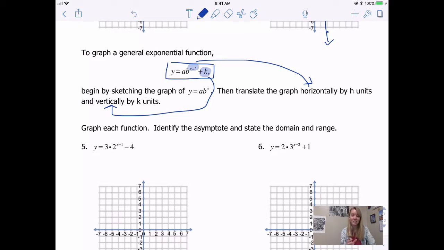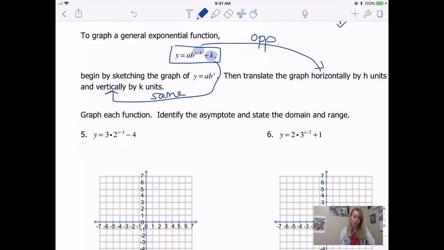Things to notice is that our x minus h, it is a minus, so remember that that is going to go the opposite direction of what we think. So if it's positive, we'll go left. If it's negative, we'll go right. And then our k is a plus, so that is going to be the same direction as our intuition. So what's going to happen is we're going to sketch the original function, the simple one that we've already done, and then we're going to shift it h and k. So I'll show you what that looks like.